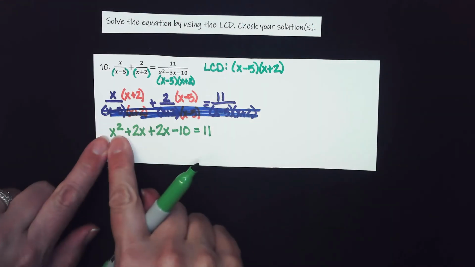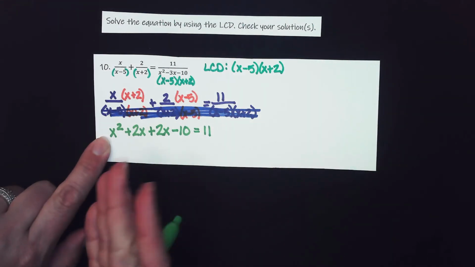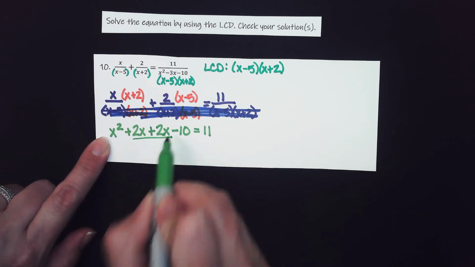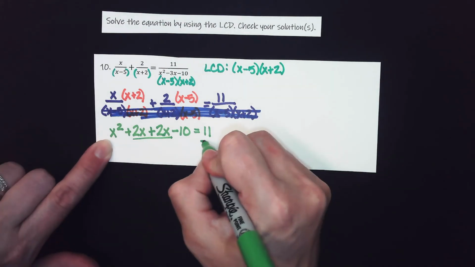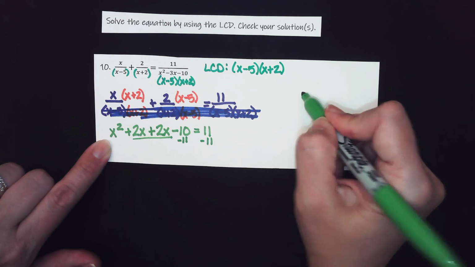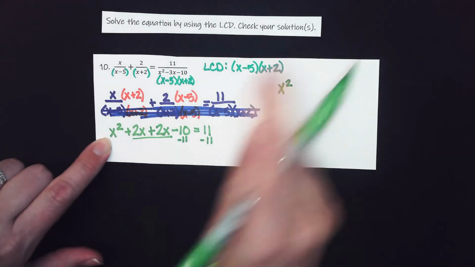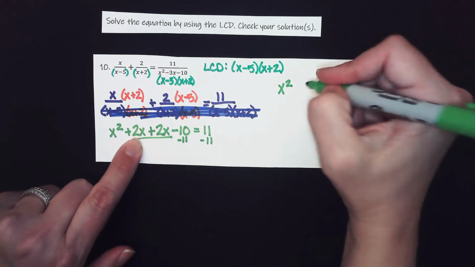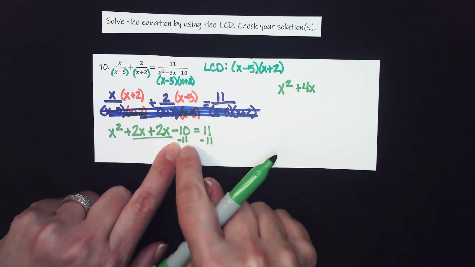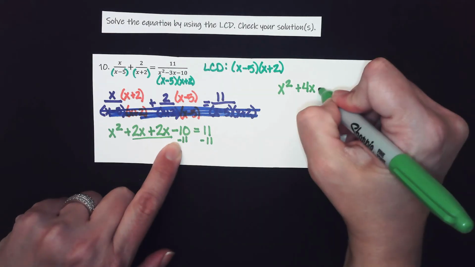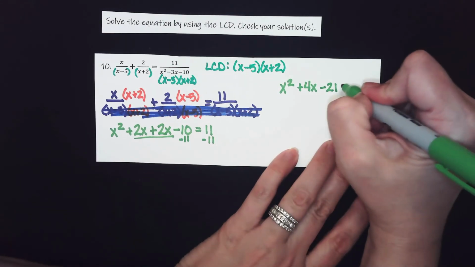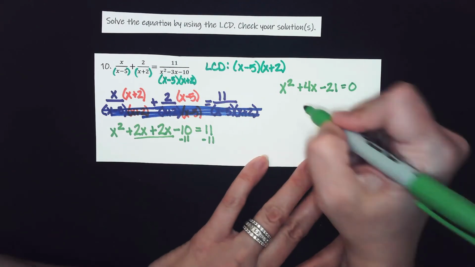All right, I see I have a quadratic, so I'm going to move everything to that side so I can factor it. Okay, so we have some like terms we can also combine at that time, but I'm going to move this 11 and combine like terms at the same time. So I'm going to write it over here. I still have an x squared. 2x plus 2x is 4x. And then I have negative 10 minus 11 is negative 21. 11 minus 11 is 0. Okay, so I can factor this left side.